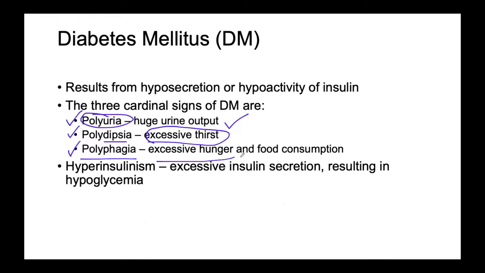Polyphagia is excessive hunger and food consumption because you're not metabolizing carbohydrates very well. Hyperinsulinism is when there's an excessive amount of insulin secretion, and it results in the opposite, which is hypoglycemia, which is too little blood sugar, okay? When blood sugar gets too low, kids can go a little bit hyper, just like when blood sugar gets too high, kids can go a little hyper, okay?